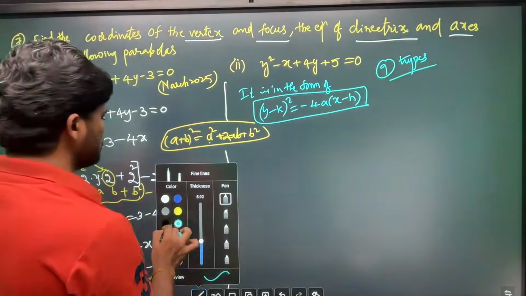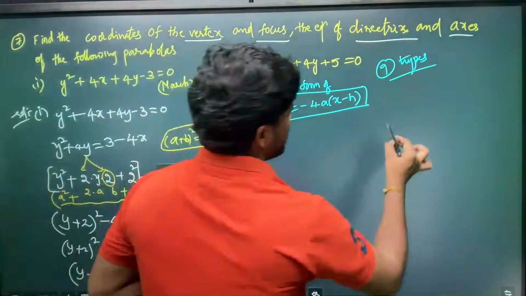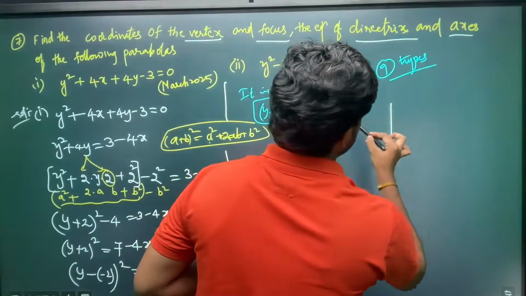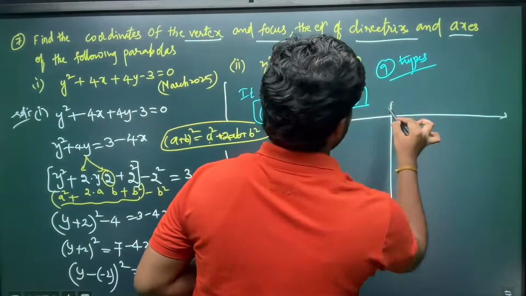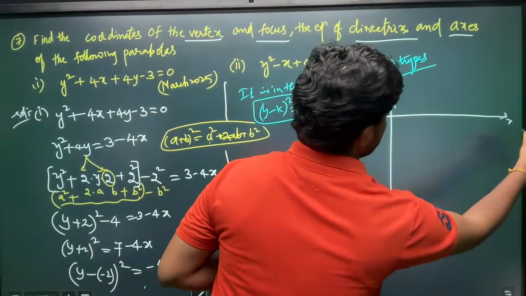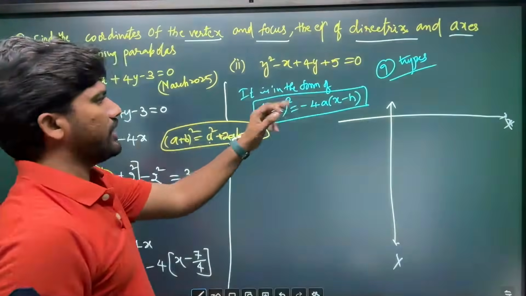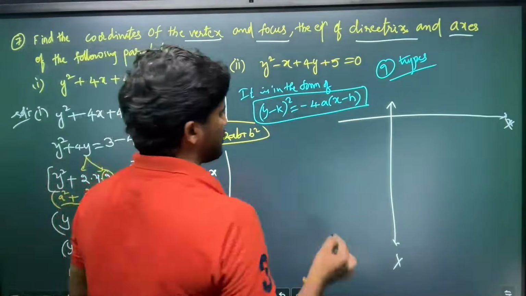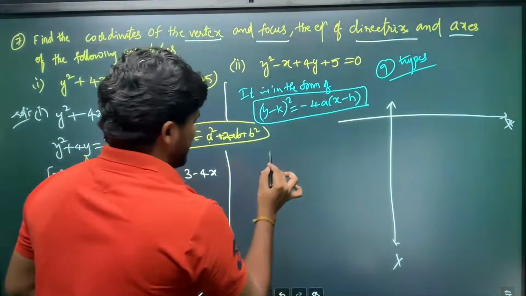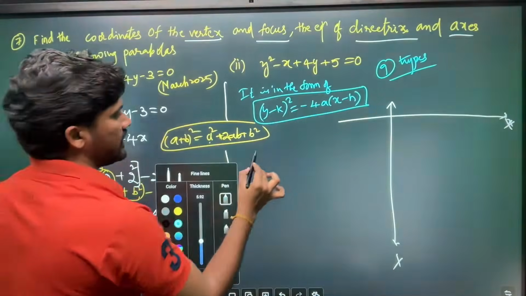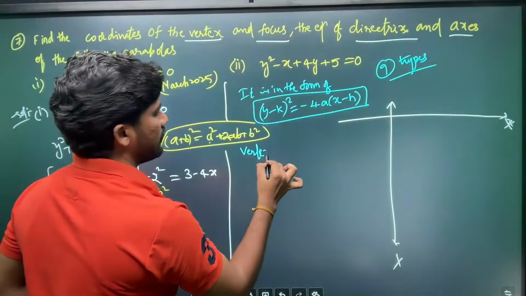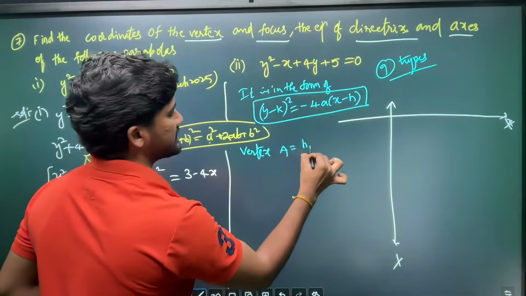Okay, so the diagram will be like this. So take x axis and y axis. So like this it will come, x axis and y axis. This is x axis and this is y axis. Okay, so (y minus k) whole square, minus 4a is there. Minus 4a means, see the vertex for this parabola, first of all I am writing vertex capital A is equal to (h, k).